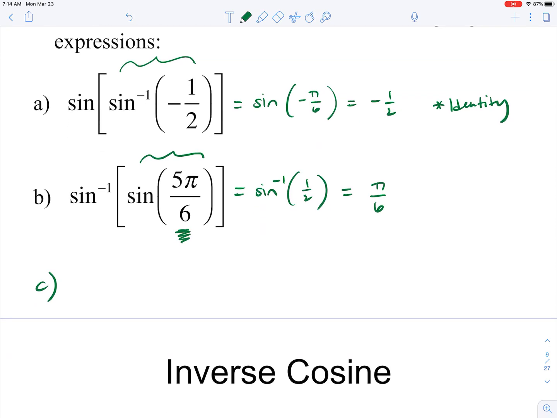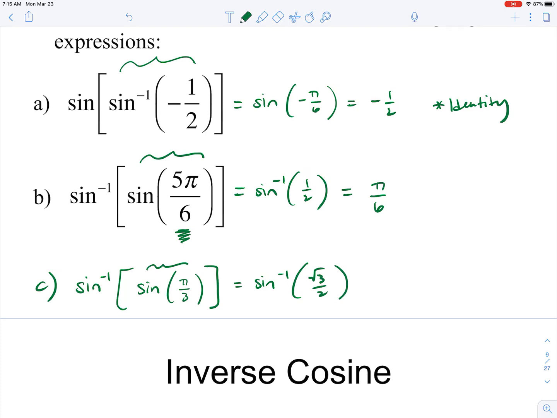I'm going to give one more example. Now if this were inverse sine of sine of, let's say, pi over 3. Well, pi over 3 is between negative pi over 2 and pi over 2. So the identity would hold here. This would be equal to pi over 3. But if we think about it, just working from the inside out, sine of pi over 3 is root 3 over 2. And inverse sine of root 3 over 2 would be positive pi over 3. So the identity would hold for this example as well.